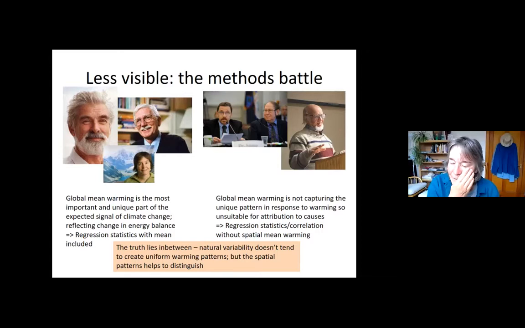The key proponent was Tom Wigley, who basically said that global mean warming is meaningless for attribution of climate change to causes. You may be able to detect it, but it doesn't tell you what caused the climate change. Anything can cause a global mean warming, so we really have to focus on the spatial pattern, and therefore we have to subtract the global mean if we want to detect global warming. We have to use correlation without spatial mean warming instead of regression statistics. He signed my Nature rejection with exactly that argument.